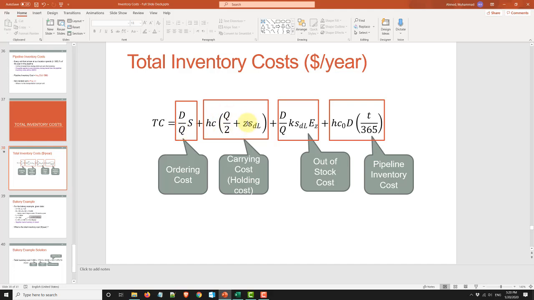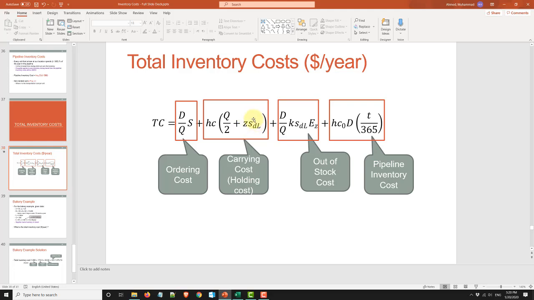Z is a Z-score, which represents our service level, also called the cycle service level. So if the service level is 90%, that means that 90% of the time we don't want to be out of stock. We want to have enough stock to meet the demand from the stock. So you convert that 90% to a Z-score, and I'll show you how we do it in Excel. And then SDL is standard deviation of demand during lead time.